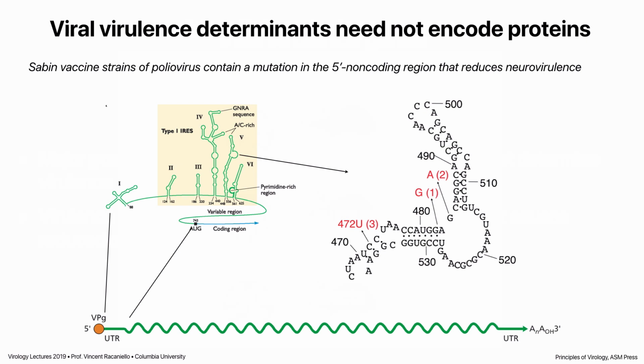Yet, in this region, in this stem loop 5, which is expanded on the right here, the 3 vaccine strains each have a single mutation. Here they're shown in red, type 1, type 2, and 3, that reduce the virulence of the virus. It's a non-coding mutation. And so that's just an example of a virulence determinant in a virus. It doesn't need to be encoding a protein. How this works, we don't know to this day.